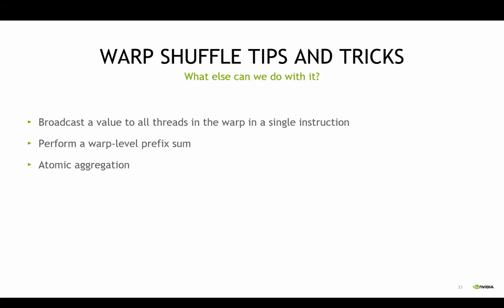In so doing, we reduce the pressure on the atomic subsystem, and that may result in the atomics no longer becoming a bottleneck for your code. So that's an example of atomic aggregation, and you might use Warp Shuffle to help achieve that.